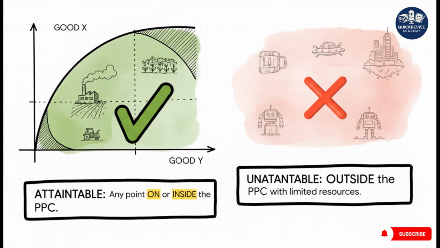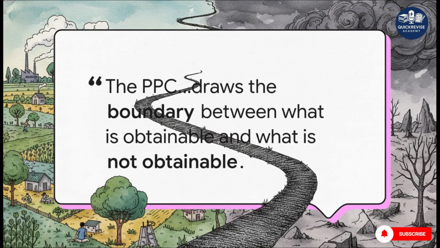So let's break it down one more time. Anything on the line or inside it, that's attainable. We can do it. It might be super efficient if we're on the line, or kind of wasteful if we're inside it, but it's possible. But anything outside that curve, that's unattainable. It's just not in the cards with what we currently have to work with. And this is exactly why the PPC is often called the production possibilities frontier.